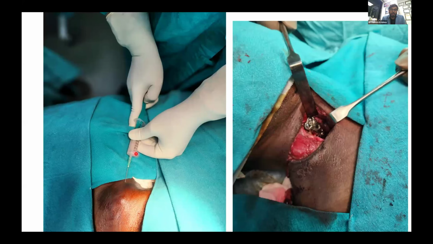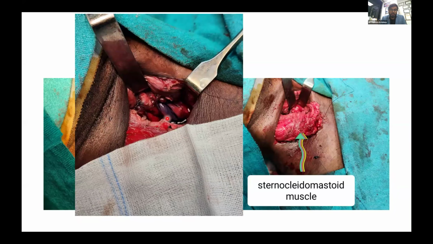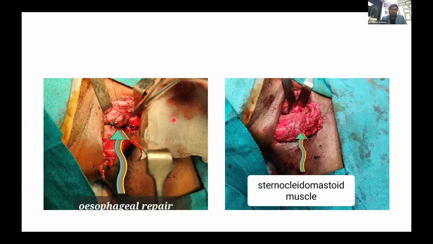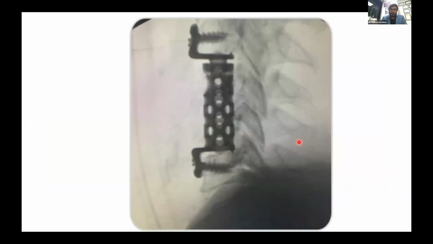We first aspirated the collection. It was completely pus. This was the plate intraoperatively for the C5, C6. Here in this diagram, you could see the Ryle's tube coming out of the esophagus, and we repaired the esophagus completely, covered it with the sternocleidomastoid, and did the caging later on.